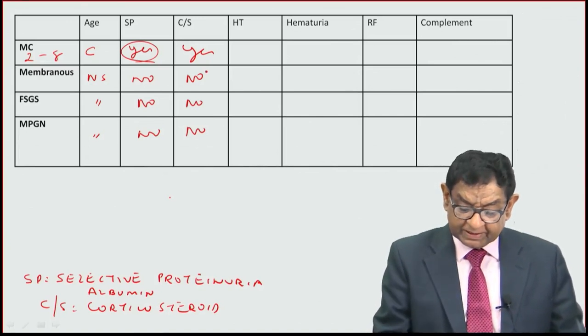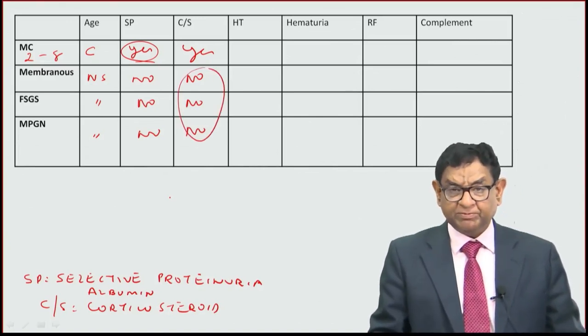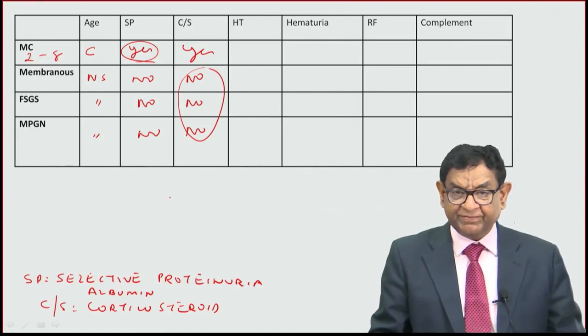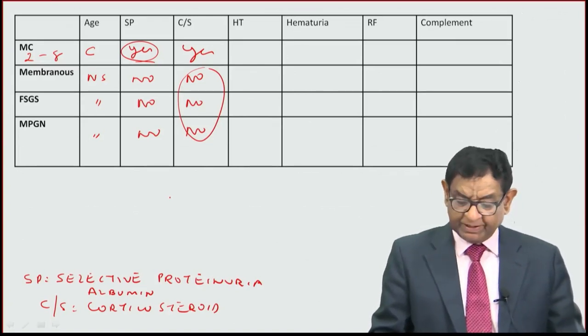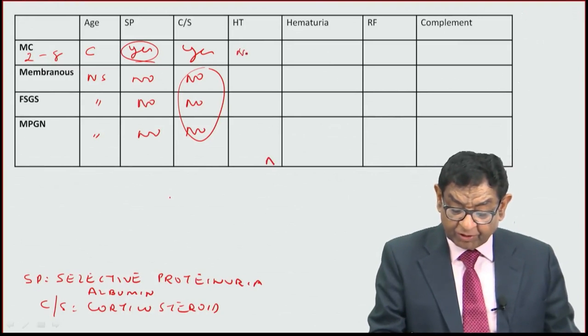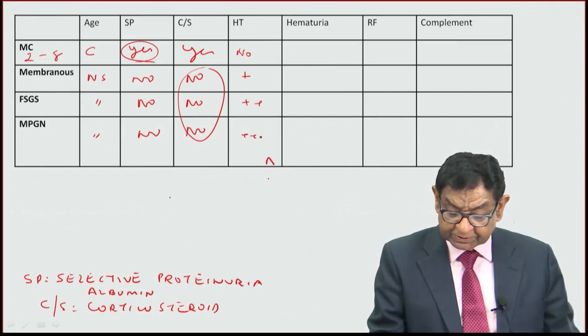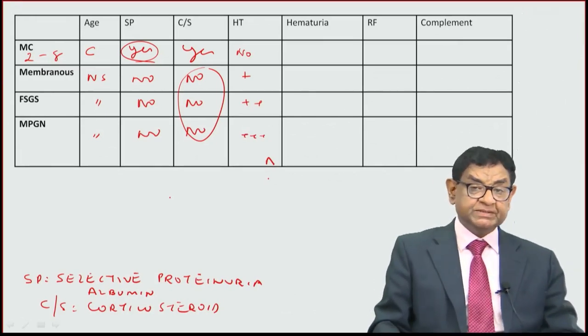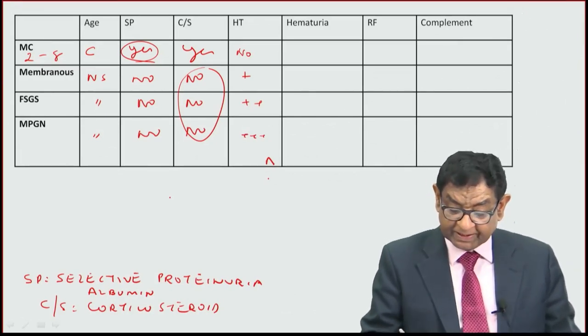Okay, but these may or may not respond. They are not definitely going to respond to steroid. This is the reason. Hypertension is not a feature here. 1+, 2+, 3+ means hypertension will be there.